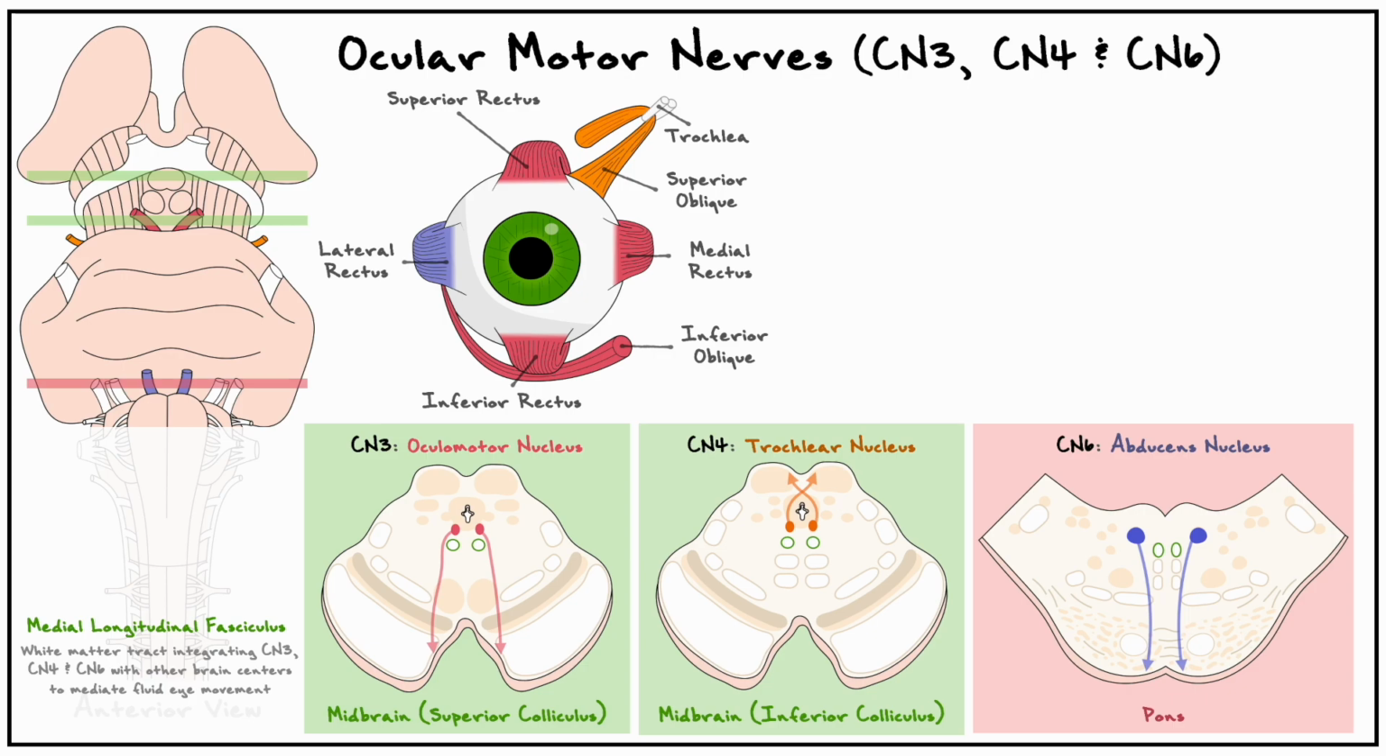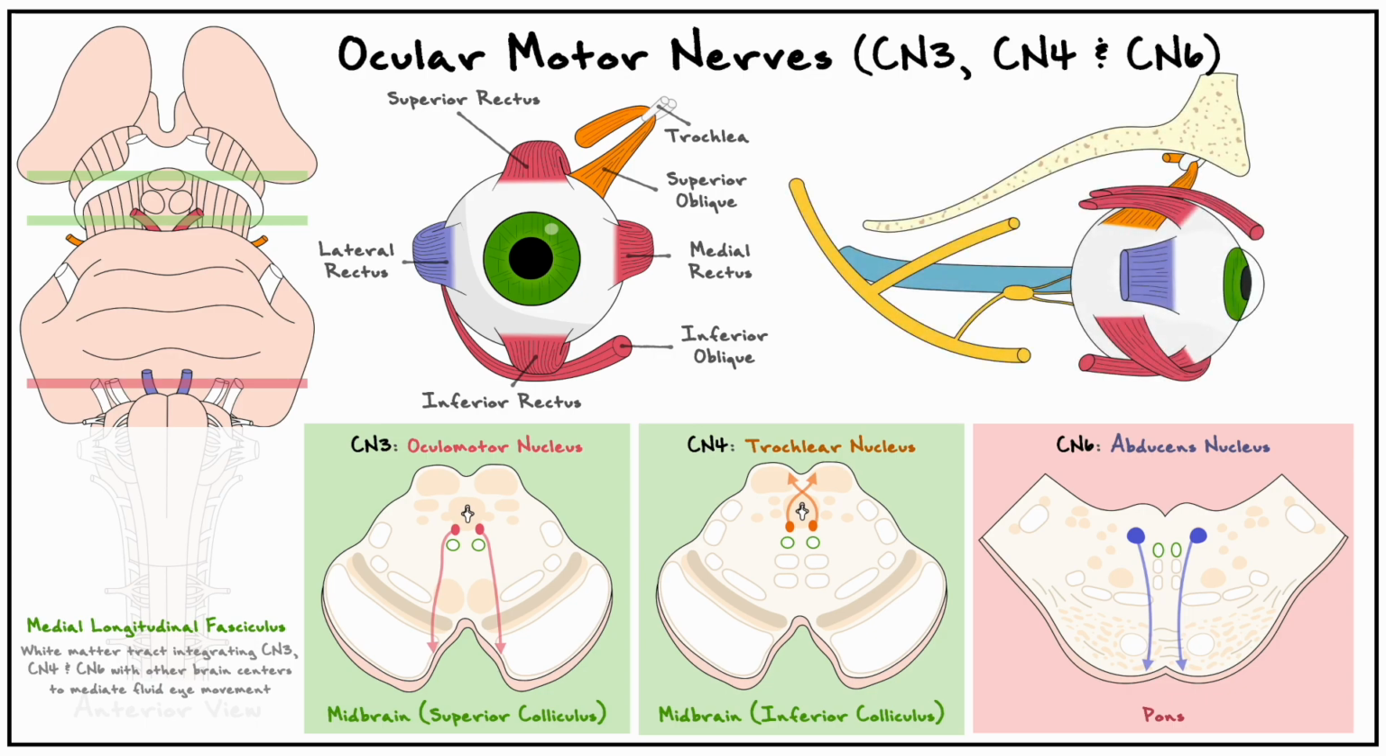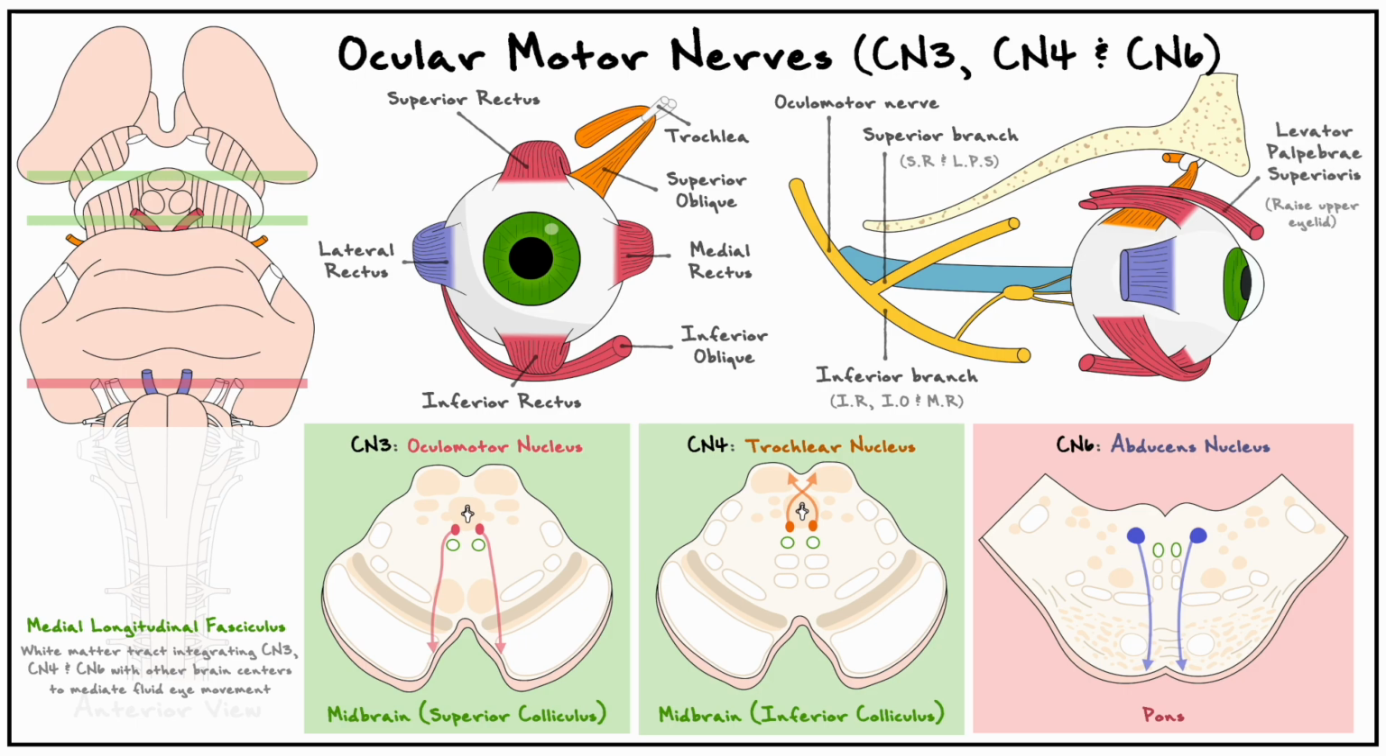eye movements. Beyond controlling the muscles that move the eye, the oculomotor nerve has other functions that are important to consider, which we can observe best with a lateral view of the eye. You will recognize with the orange and blue colors the respective muscles each cranial nerve innervates. Along with the muscles, the lateral view also includes the oculomotor nerve, which divides into a superior and inferior branch when it reaches the region of the eye. The inferior branch innervates the inferior rectus, the inferior oblique, and the medial rectus. The superior branch innervates the superior rectus and the levator palpebrae superioris.